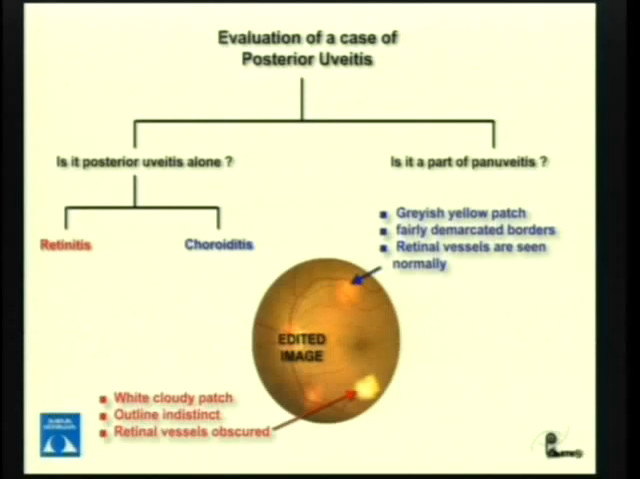This is an edited image. Choroiditis generally presents as a white patch. The borders are fairly demarcated. And the retinal vessels, in choroiditis cases, can be seen normally. Whereas in retinitis, the retinal vessels are obscured. The outline is somewhat indistinct and generally whitish in color.